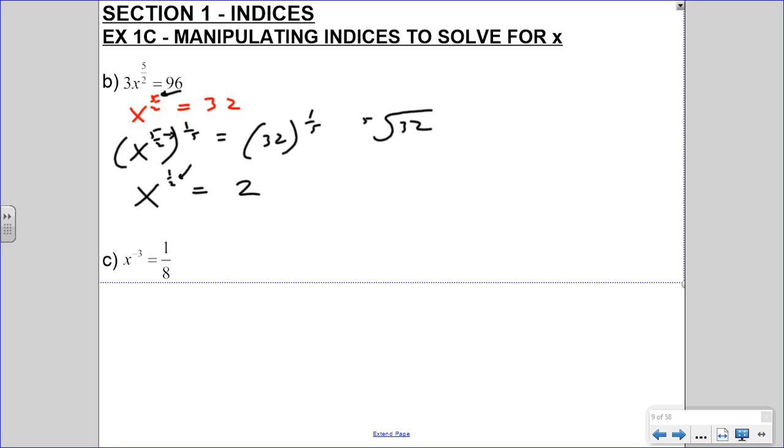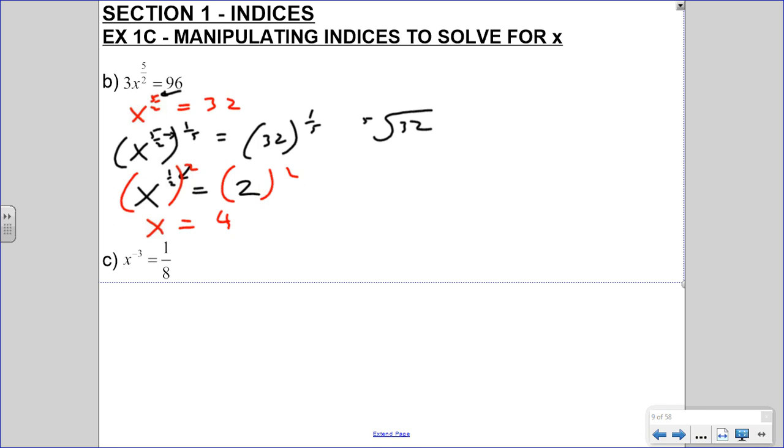And then finally we have the 2 on the bottom. So x is being square rooted, remember? So you need to do the opposite to get it back. We need to square both sides to get x to the 1 by itself. So there's x equals 4.